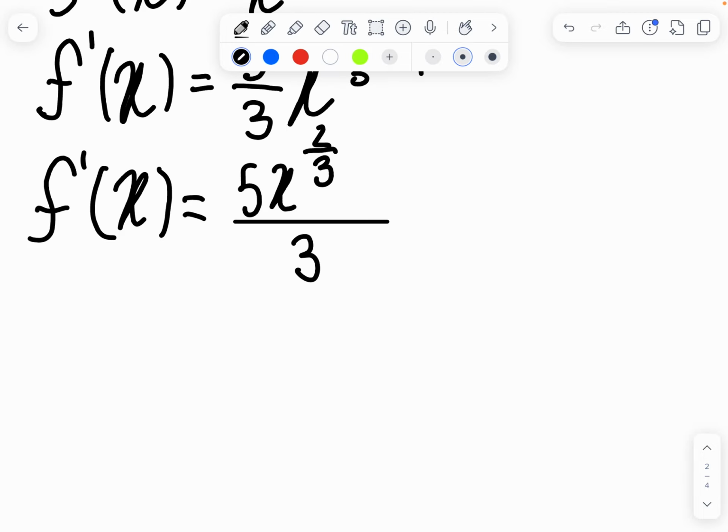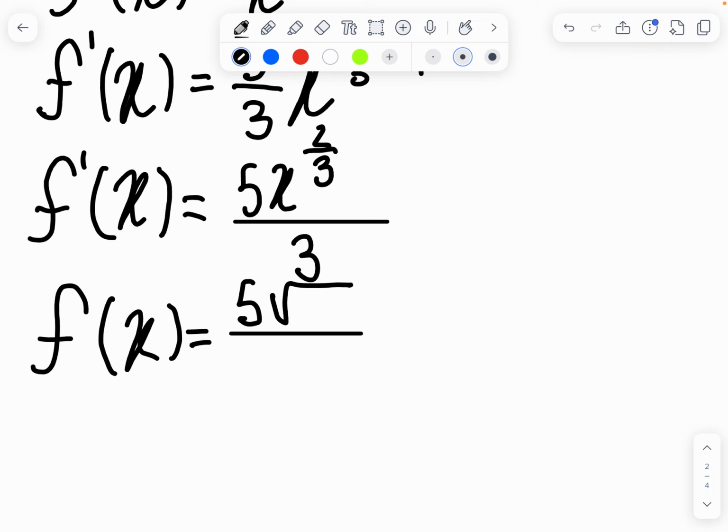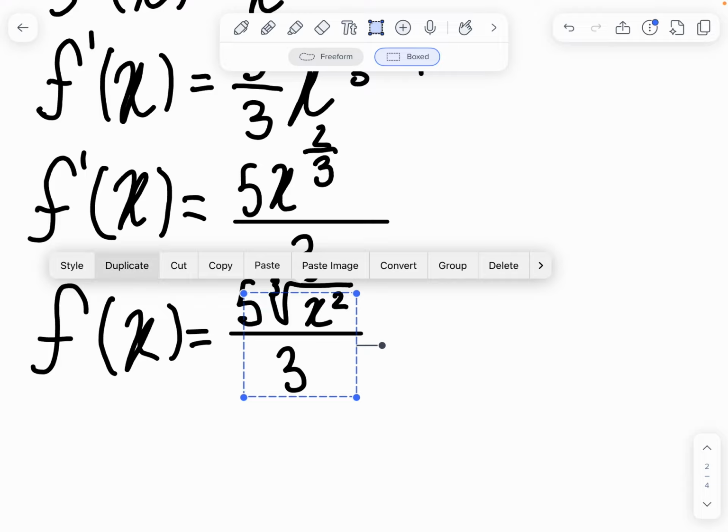And depending on your teacher, you might be able to leave that answer down, but some might say to put that as a root. So for your other teachers, here's the answer. Times the cube root of x squared over 3. And this is the answer.